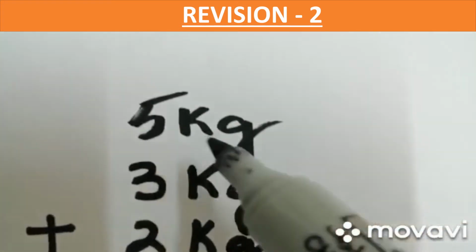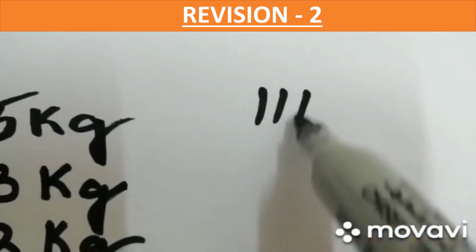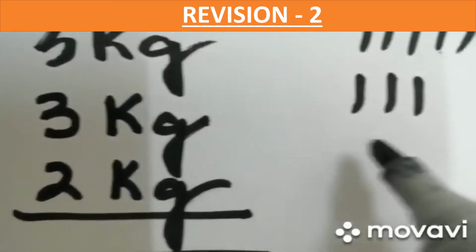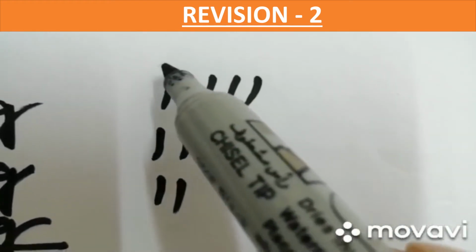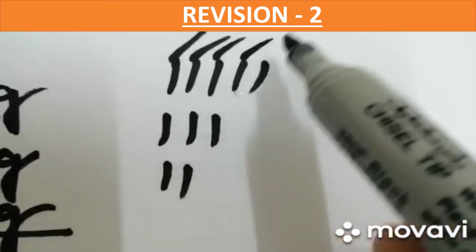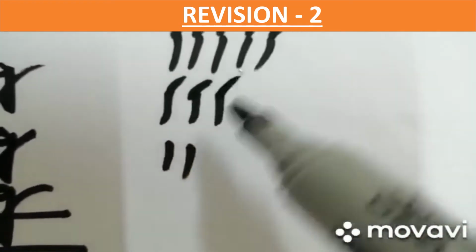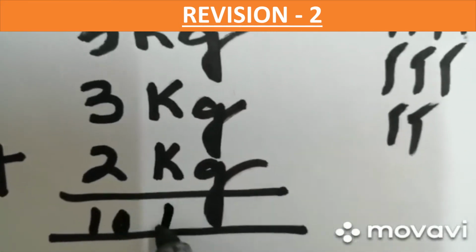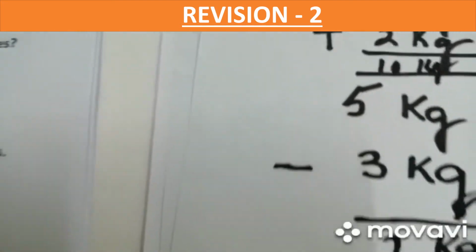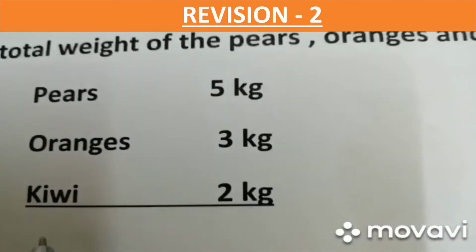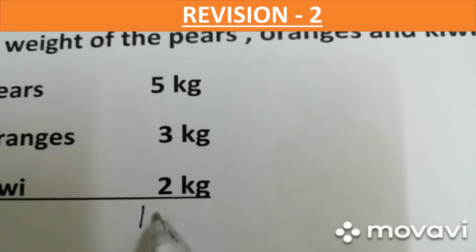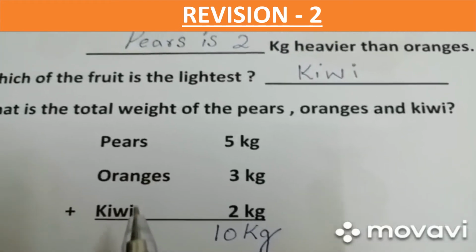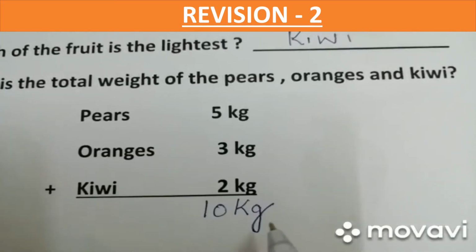Addition. Very good. So how much is there? 5. 1, 2, 3, 4, 5. Then how much is 3? Add more 3. Then how much is 2? Add more 2. Now let's count all together. 1, 2, 3, 4, 5, 6, 7, 8, 9, 10. So what is the total weight of these 3 fruits? 10 kg. Very good. So what will we write here? 10 kg. The total weight of these 3 fruits is 10 kg.